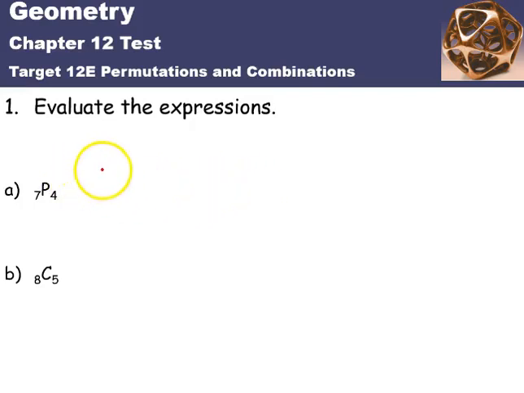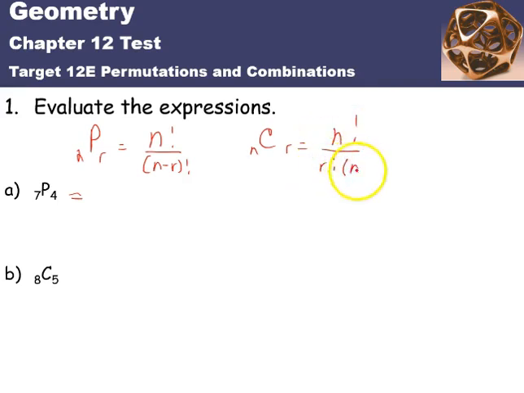Okay, this is the Target 12E Permutations and Combinations Retake video. So remember the formula for a permutation, sorry, I'll write them up here. The formula for permutation n choose r is n factorial over n minus r factorial. And the combination, n choose r, is n factorial over r factorial times n minus r factorial.